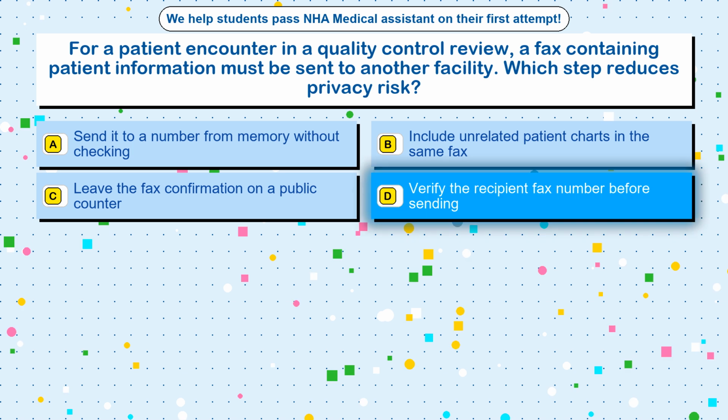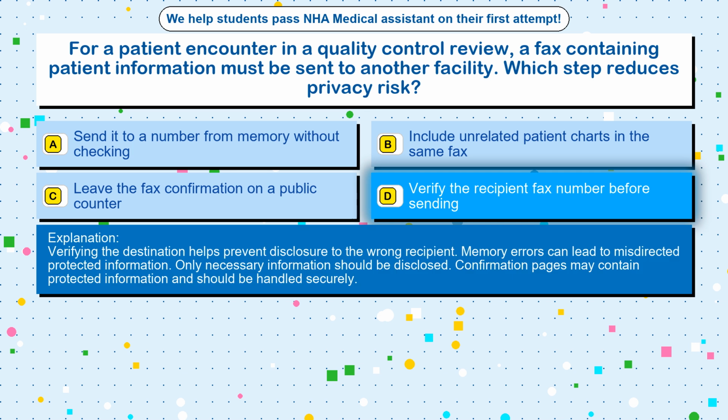The correct answer is option D, verify the recipient fax number before sending. Verifying the destination helps prevent disclosure to the wrong recipient. Memory errors can lead to misdirected protected information. Only necessary information should be disclosed. Confirmation pages may contain protected information and should be handled securely.